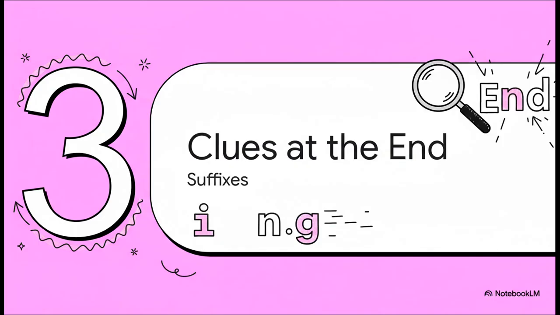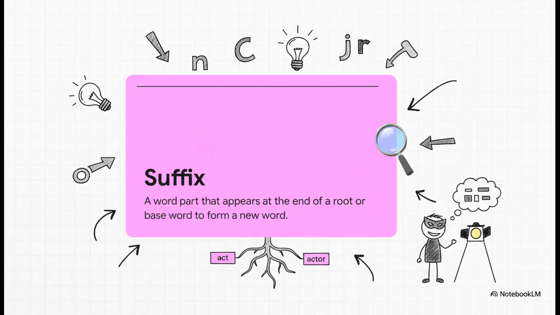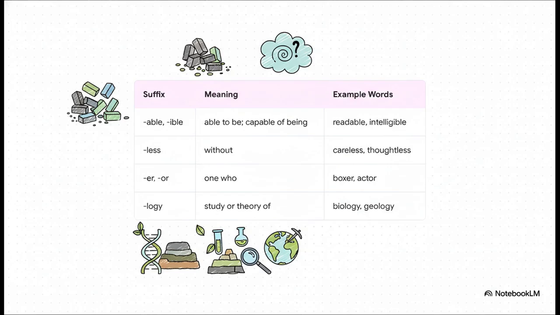We've investigated the beginning of the word, we've looked at the middle, but every good detective knows you have to check the end for that final set of crucial clues, the suffixes. So a suffix is a word part that gets tacked onto the end of a root. But suffixes are pretty special. They don't just modify the meaning, they can completely change a word's job in a sentence. For example, a suffix can take a verb, an action, like act, and turn it into a person, an actor. How cool is that? These suffixes really are powerful.